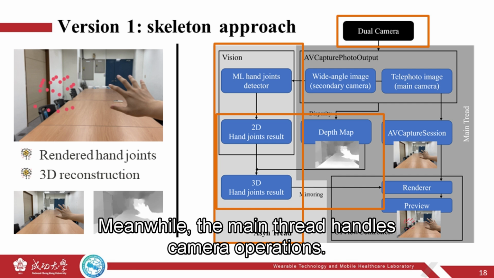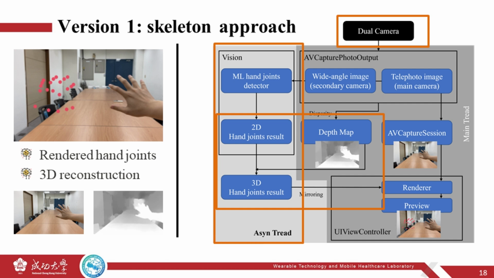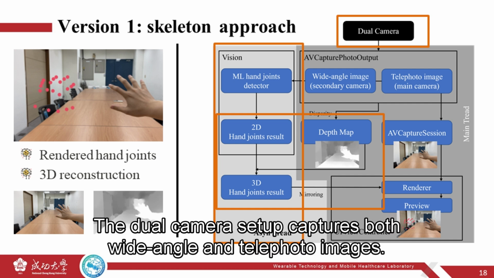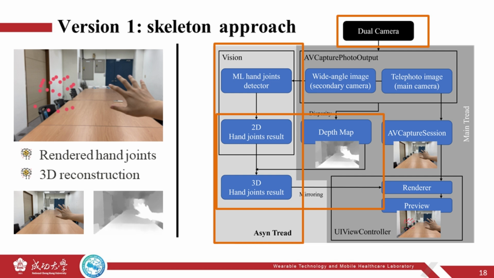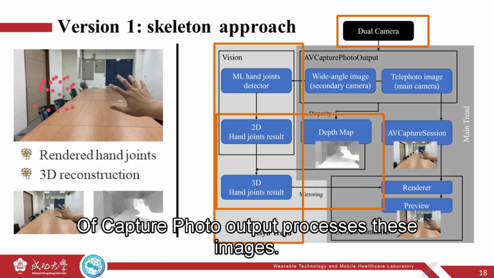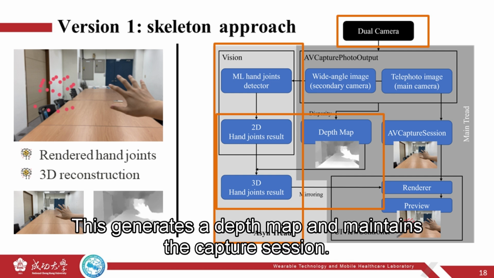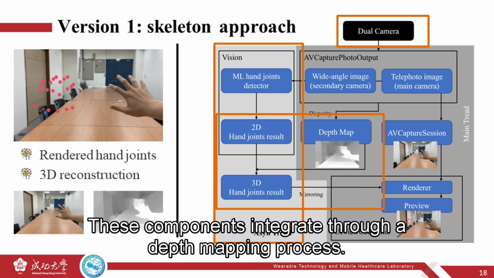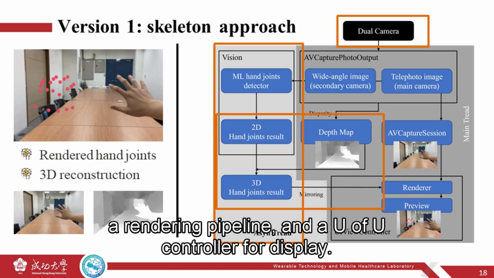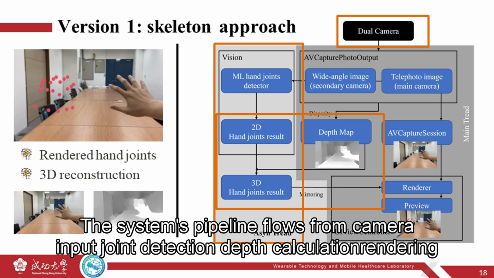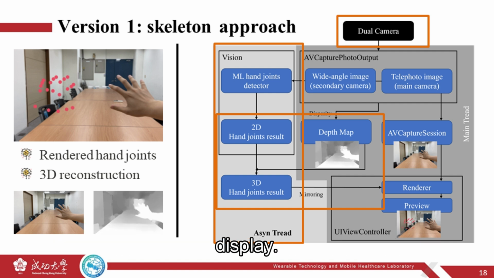Meanwhile, the main thread handles camera operations. The dual camera setup captures both wide-angle and telephoto images. The capture photo output processes these images. This generates a depth map and maintains the capture session. These components integrate through a depth mapping process, a rendering pipeline, and a UIViewController for display. The system's pipeline flows from camera input, joint detection, depth calculation, rendering, to display.